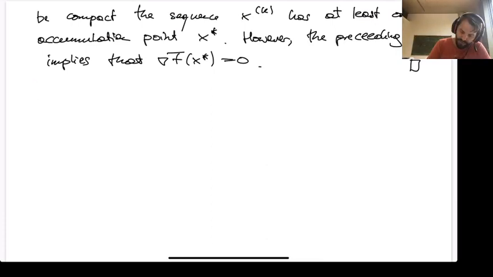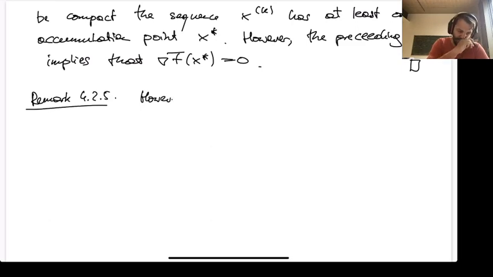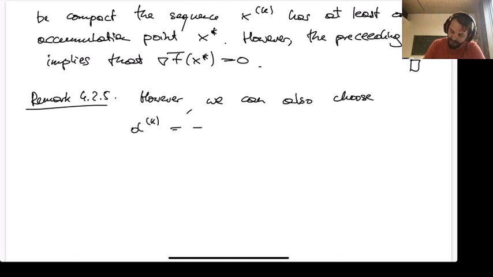So remark 4.2.5. I'm not going to discuss this in detail, but we can also choose dk to be minus any Bk grad f of xk.